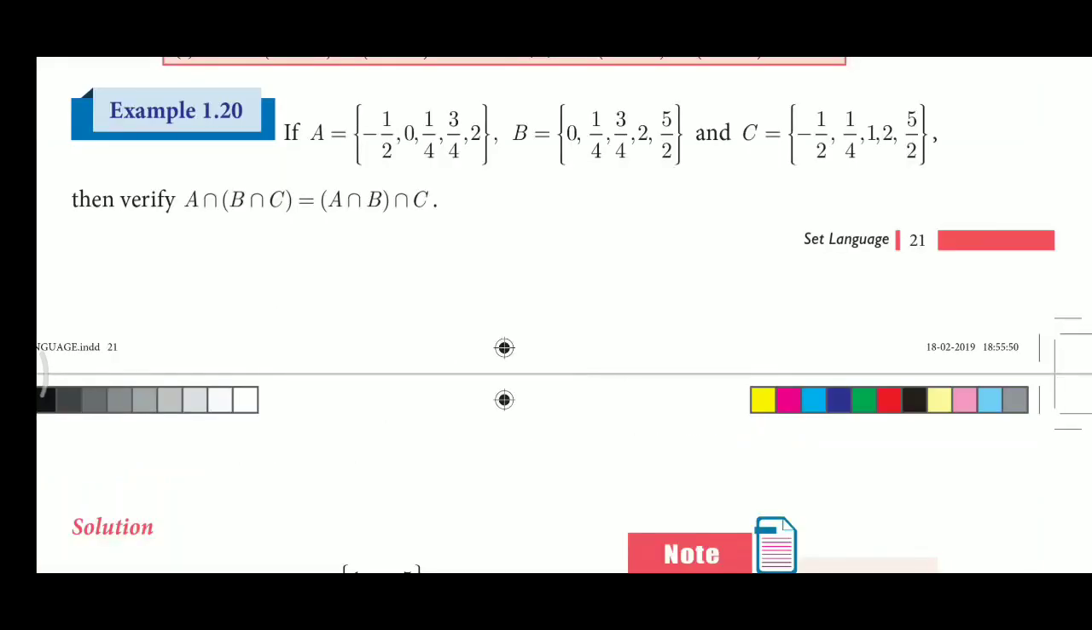Next, example 1.20. If A is equal to {-1/2, 0, 1/4, 3/4, 2} and B is equal to {0, 1/4, 3/4, 2, 5/2} and C contains {-1/2, 1/4, 1, 2, 5/2}, then verify A intersection (B intersection C) is equal to (A intersection B) intersection C.